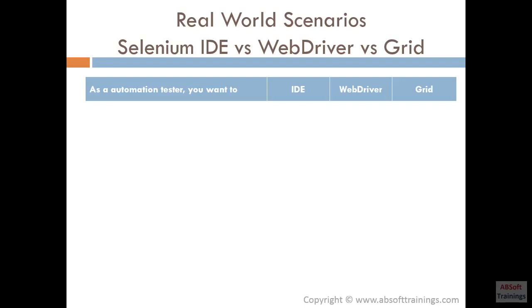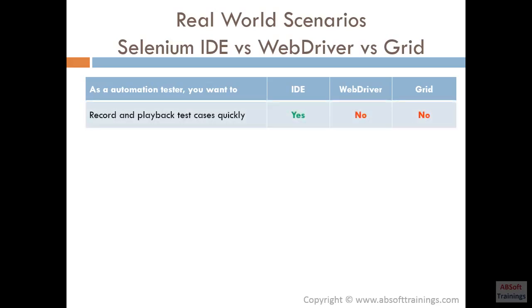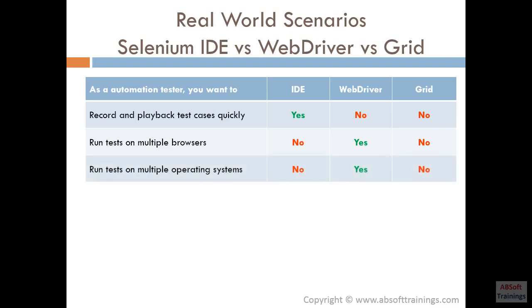Let's look at some real-world scenarios. As an automation tester, you want to do certain functionality. Let's see which Selenium component is best for you. You want to do record and playback, then Selenium IDE is best for you. You want to run tests on multiple browsers, then it's Selenium WebDriver. You want to run tests on multiple operating systems, then it's again Selenium WebDriver. You want to do complete automation for your web application, then it's again Selenium WebDriver.